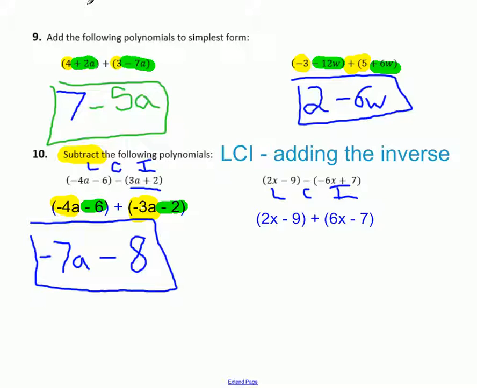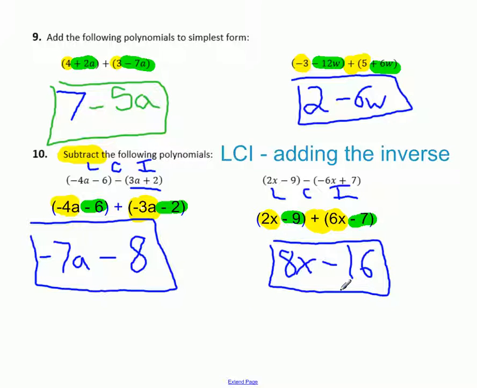Now that I've done that, I can now combine the like terms. Positive 2x and a positive, I'll highlight that positive sign just in case we forget, positive 6x. 6 plus 2 makes 8x. And then again, same signs over here, negative 9 and a negative 7, which would combine or add to make negative 16. And there we go. Cool. Subtracting, a little bit harder than adding, just one extra step, that leave, change, inverse step.